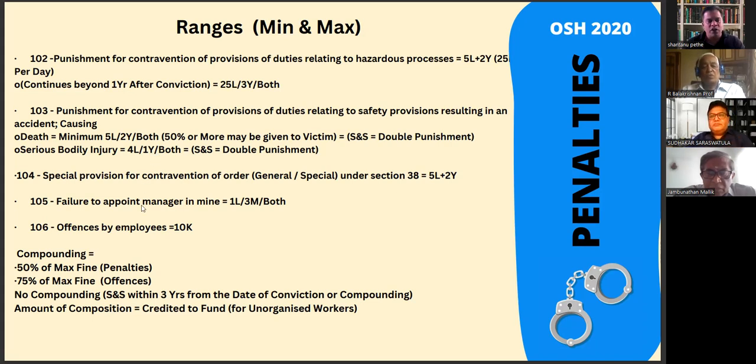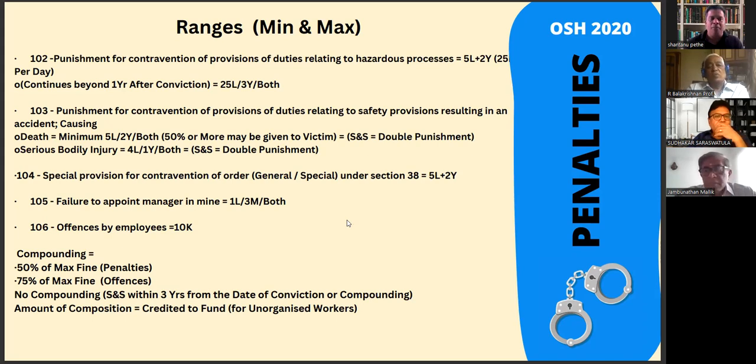Now, after that, special provisions for contravention of orders, general or special, under section 38. There will be some general or special orders given by the commissioner, and if you don't follow those orders, then there will be a penalty of 5 lakh and 2 years imprisonment. Failure to appoint a manager in a mine. Whenever there is a mine, you have to appoint a manager. Just like in a factory there is an occupier, you have to appoint a manager in the case of a mine. And if you don't appoint one, then there will be a penalty.